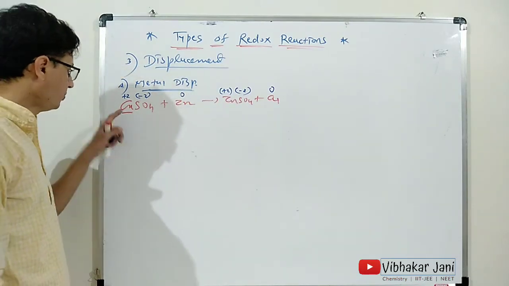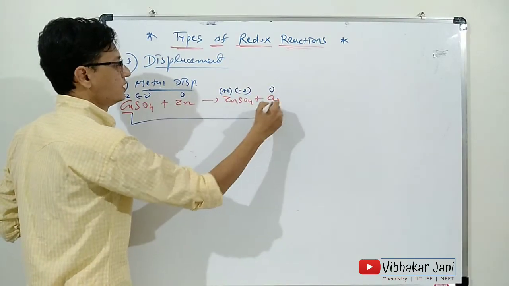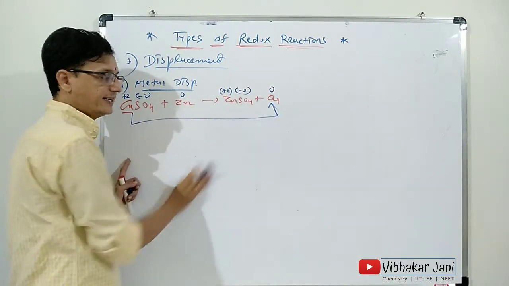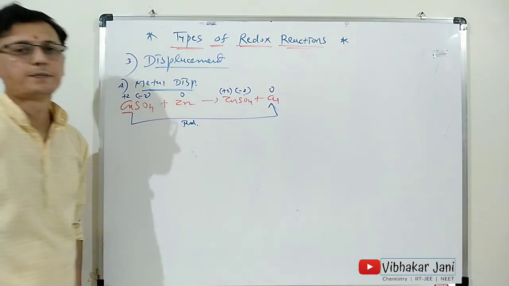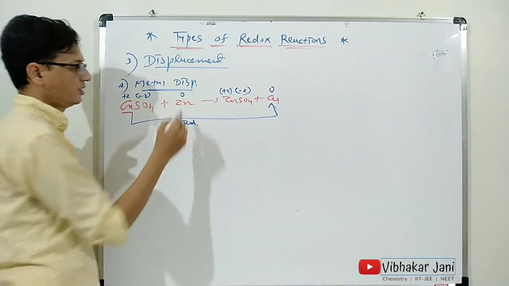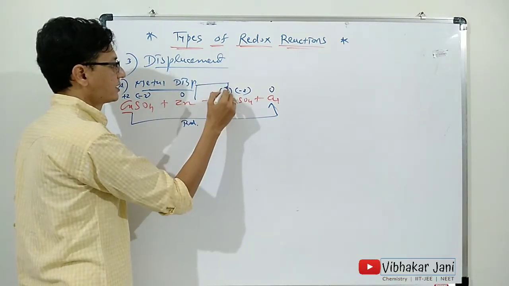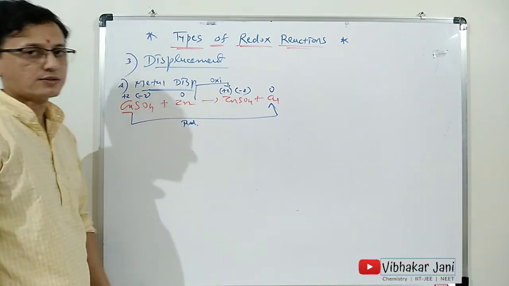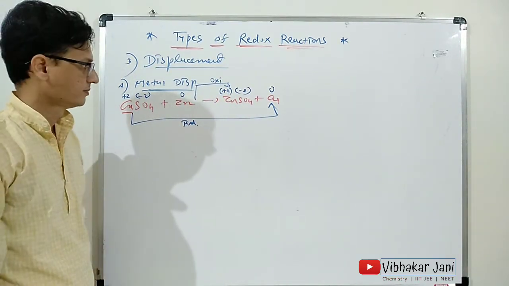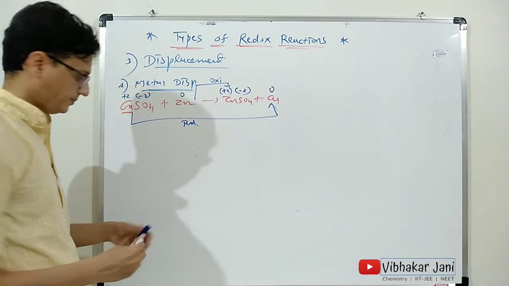Now let us check. Copper, which was in +2, now becomes 0. So +2 to 0, oxidation state decreases. That means this Cu+2 is reduced. And oxidation state of zinc, which was 0 in reactant, now in product becomes +2. So it is increased. That means it is a kind of oxidation. That is very simple. Let us take one more example.